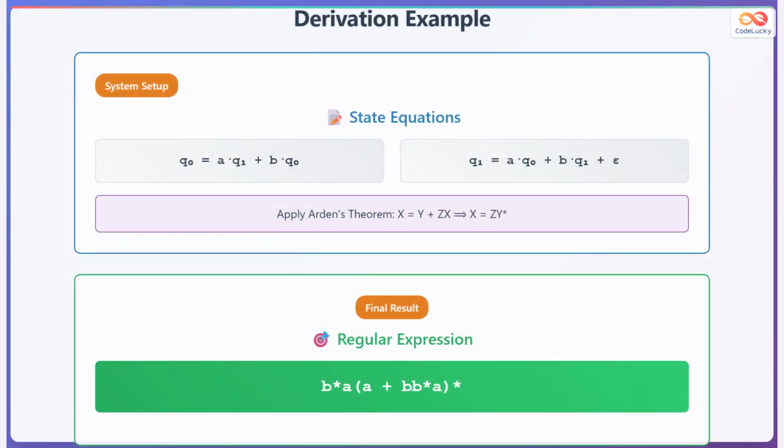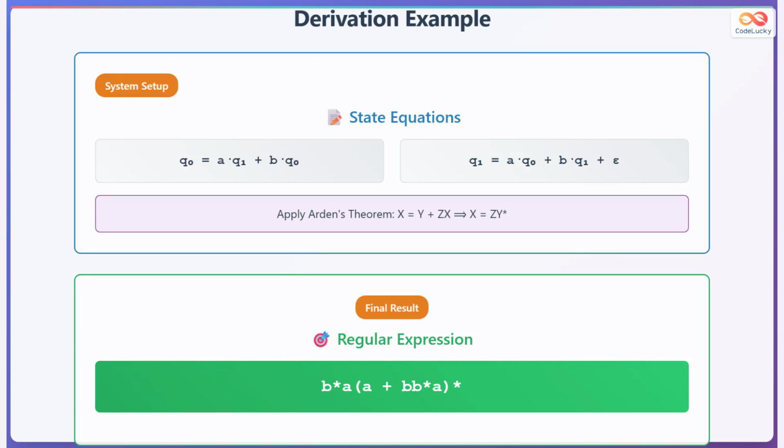Let us illustrate the derivation process with an example. First, we set up the system of equations. Given two states, Q0 and Q1, the state equations are as follows. Q0 equals a multiplied by Q1 plus B multiplied by Q0, and Q1 equals a multiplied by Q0 plus B multiplied by Q1 plus epsilon.